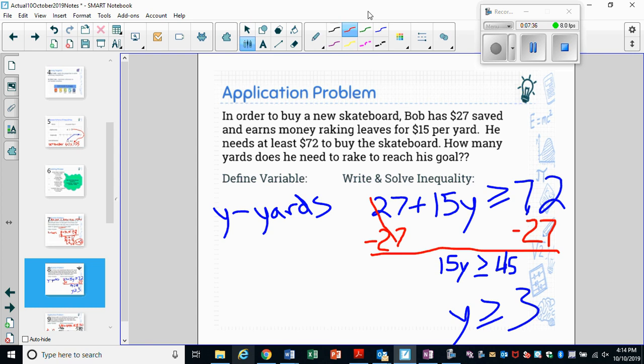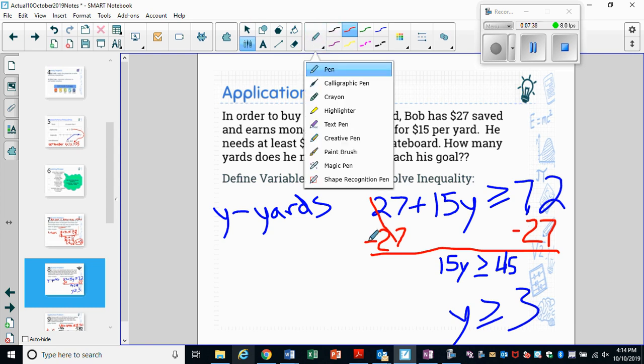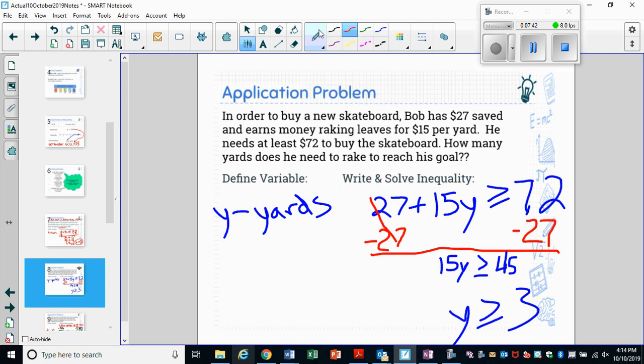So now we subtract 27 from both sides. And then here we have 15y is greater than or equal to 45. Divide both sides by 15. And then we wind up with y is greater than or equal to 3.